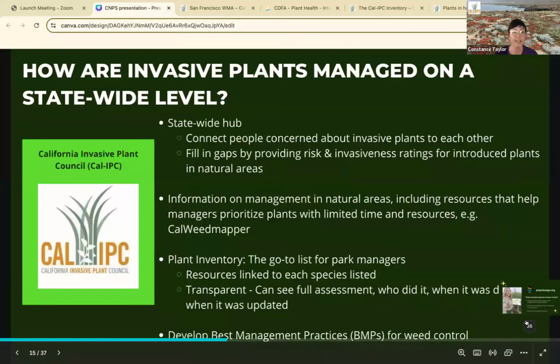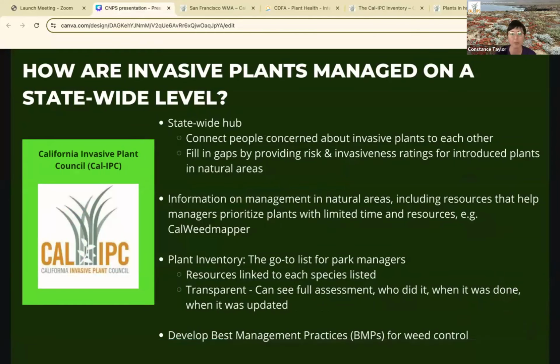And then finally, we have Cal IPC. So we act as a statewide hub, and we connect people concerned about invasive plants to each other. So people can share resources, knowledge, etc. We fill in gaps by providing risk and invasiveness ratings for introduced plants in natural areas. And that's primarily through our plant inventory, which I'll be going over in just a moment. And so we provide lots and lots of information on management in natural areas, including resources that can help managers prioritize plants with limited time and resources, like we discussed.